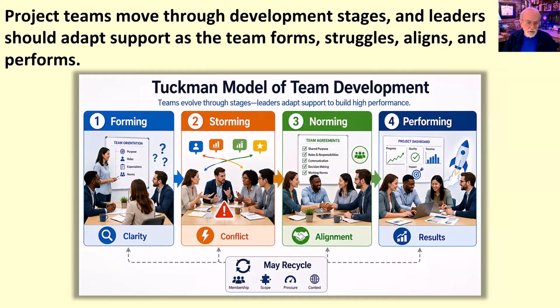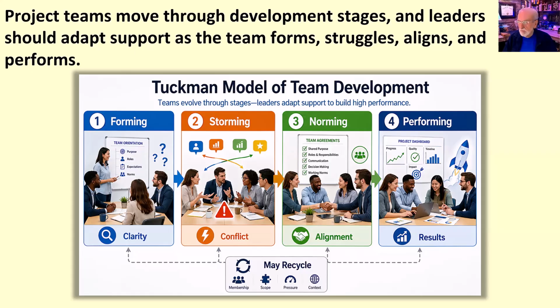Team performance develops over time. Project teams move through development stages, and leaders should adapt support as the team forms, struggles, aligns, and performs. So, in other words, as teams move through this model, we should adapt our support structure. Early when the team is starting, we may want to be more directive. And when the team gets to the performing phase, we want to be more enabling and more supportive.